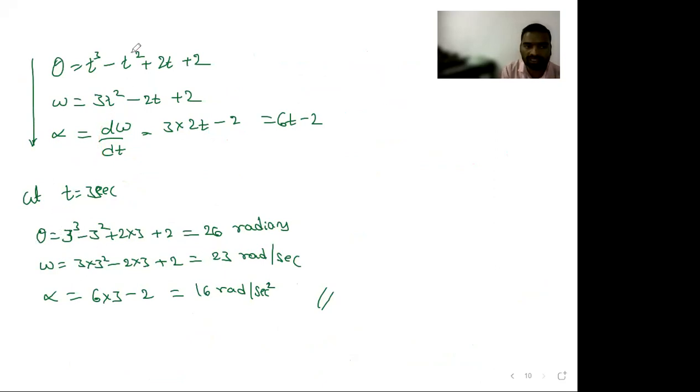So substitute t is equal to 3 seconds in this equation. So you will get theta is equal to 26, omega is equal to 23, and alpha is equal to 16 radian per second square. Is it understood? Yes, sir. Yes, write down also.